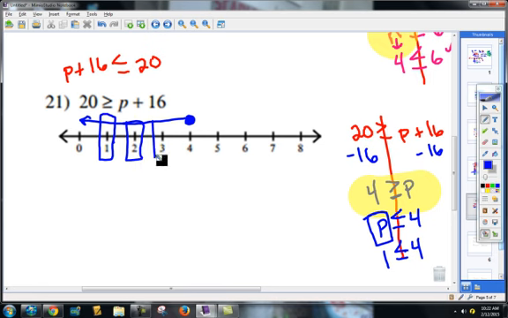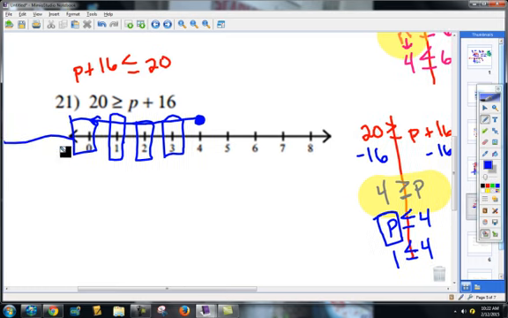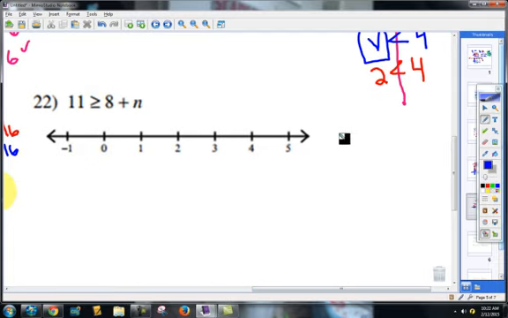I could take 2, I could take 3, I could take 0, I could take anything negative. I could take any decimal between 3 and 4, 2 and 3, 1 and 2. I could pick anything. This is the only way that you can represent that every number less than or equal to 4 is a solution to that inequality. Right, guys? And if you want, you can take it and plug it into your original one too. So let's say you take 1 and plug 1 in there. Okay, that's 17, right? Is 20 greater than or equal to 17? Yes, it is.